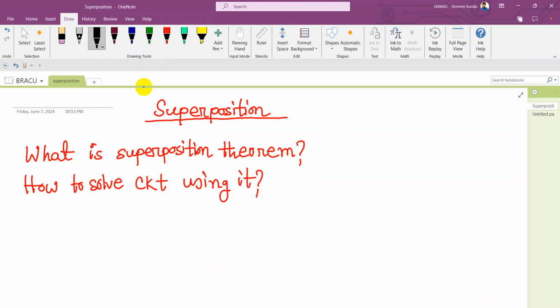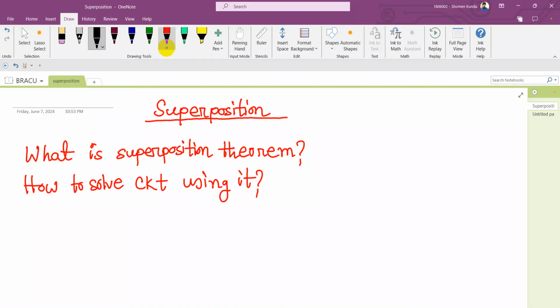Today I will teach you the fundamental theory of circuit analysis, the superposition theorem. Now the question is, what is the superposition theorem and how to solve a circuit using it? Suppose you have a multiple source electrical circuit and you want to solve it. Then according to the superposition theorem, you can use sources one by one while keeping the others turned off. Then you can find the final current or voltage by summing up the previous currents or voltages.